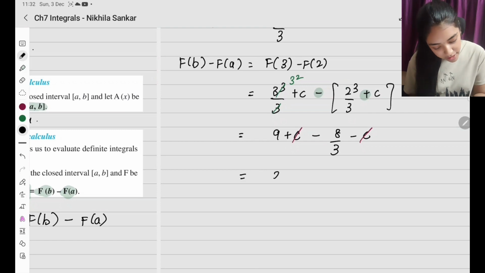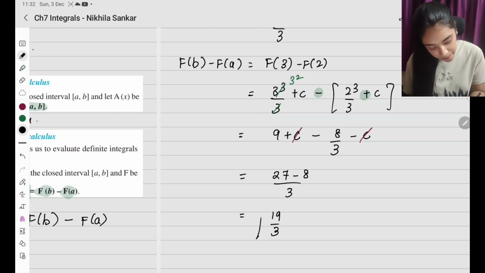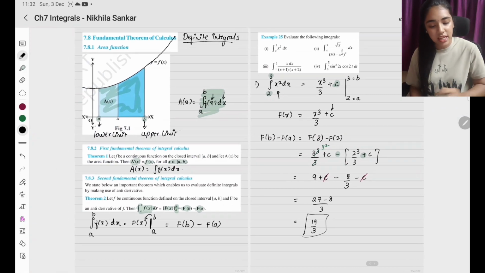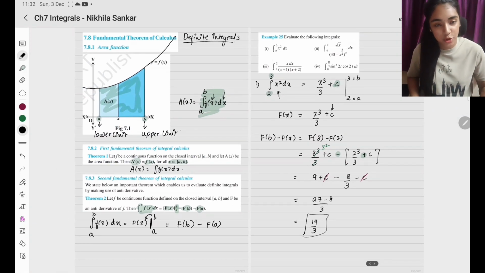So taking the LCM, I have 9 3s are 27 minus 8 divided by 3. 27 minus 8 is going to be 19 divided by 3. So this is my final answer. Okay, you need not have plus c, because it got cancelled. So the final answer is going to be 19 by 3.